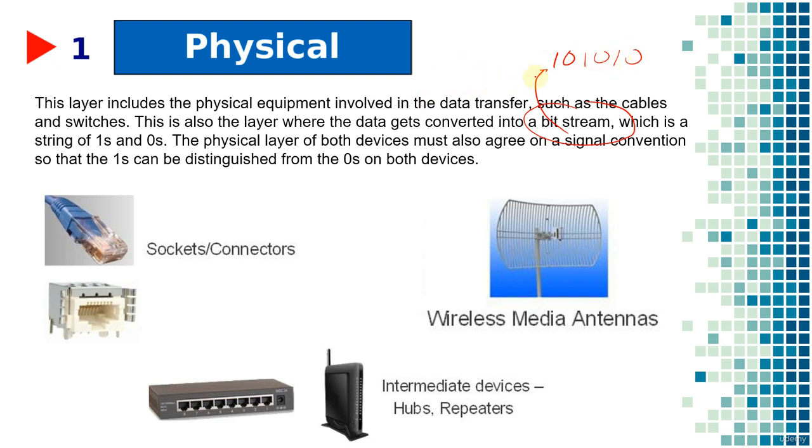So this is actually where this information will travel onto these physical cables, as a string of ones and zeros. The physical layers of both devices must also agree on a signal convention so that the ones can be distinguished from the zeros on both devices. So this is the whole agenda of discussing this OSI model.